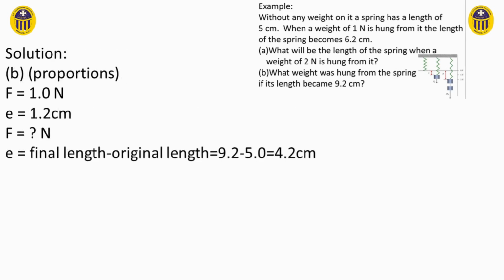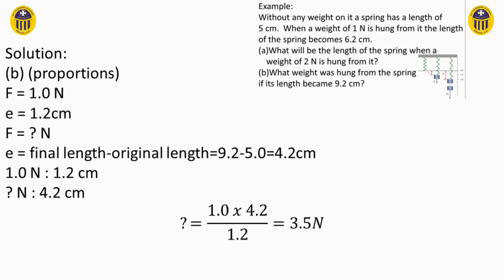Part B. Similarly, with the same givens as before, we set up our ratio. 1 Newton corresponds to 1.2 centimeters. So what force corresponds to 4.2 centimeters? We cross multiply and divide. 1 times 4.2 divided by 1.2 gives us exactly 3.5 newtons.